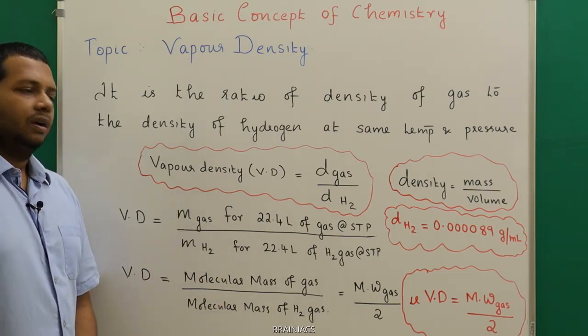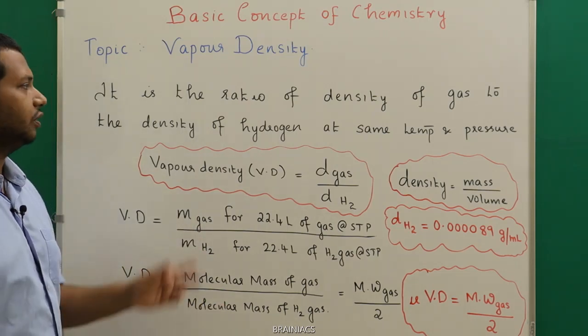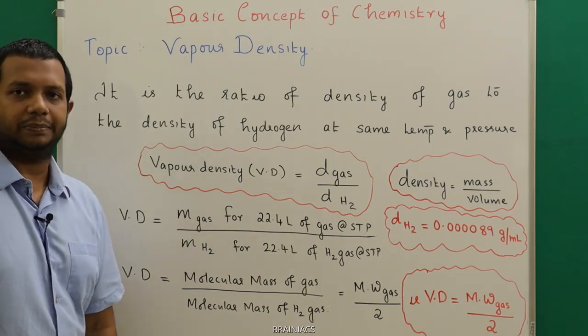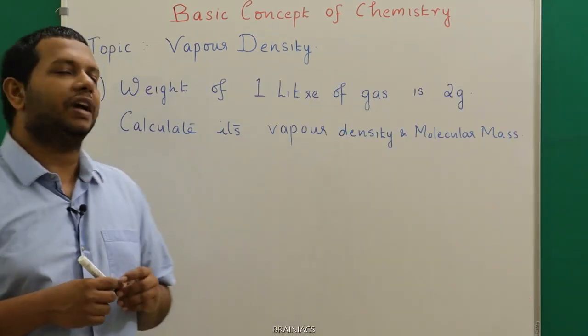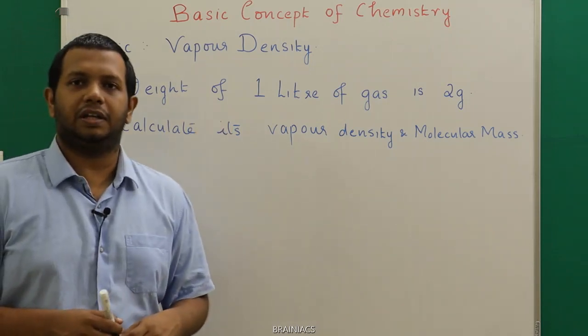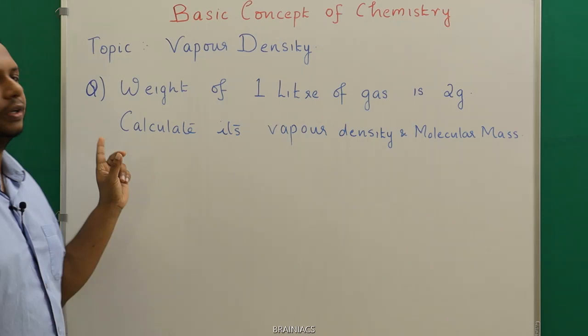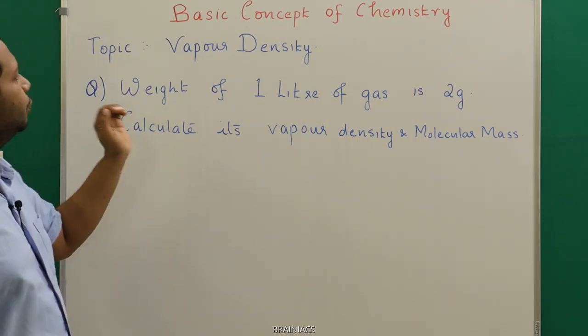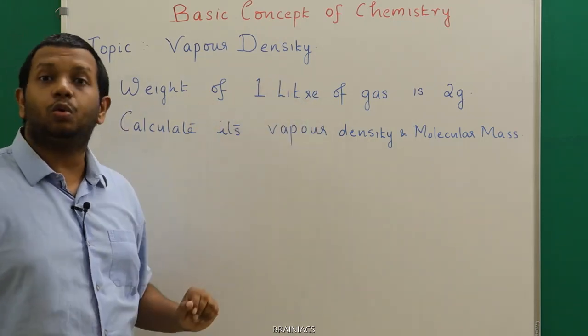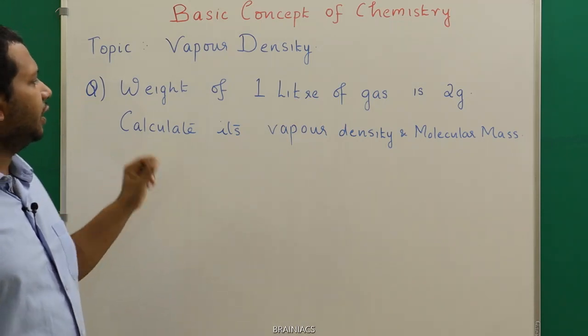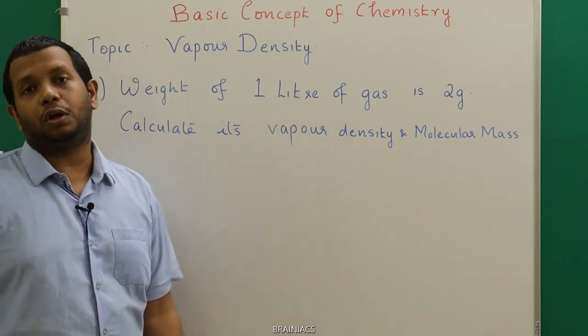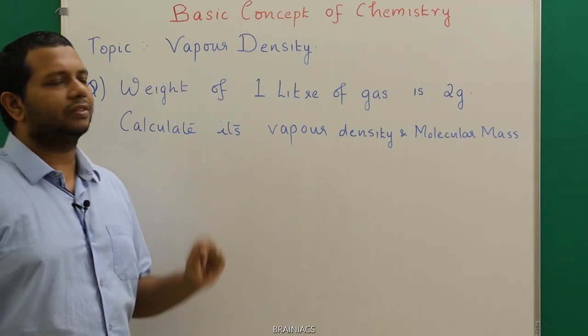Next we will do some questions based on vapor density. I hope you could see the board very clearly. I will read the question, just go through it. Weight of 1 liter of gas is 2 gram. Calculate its vapor density and molecular mass. So this is the question.